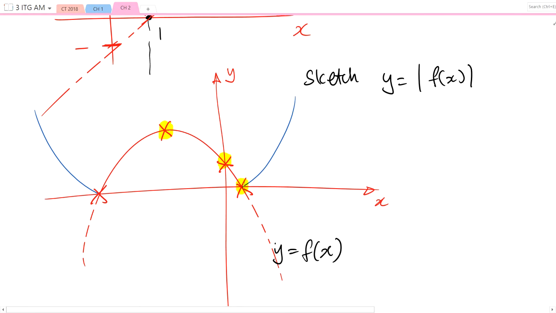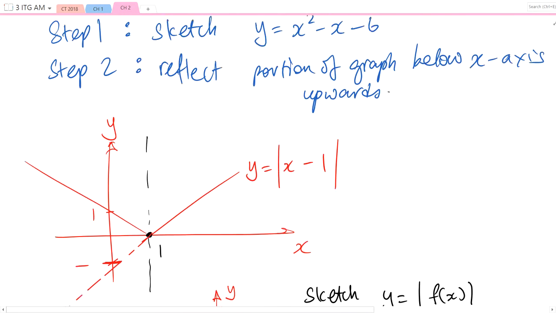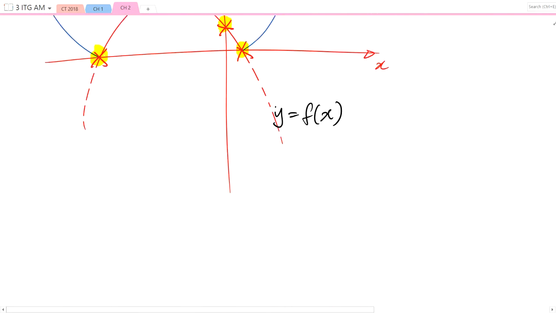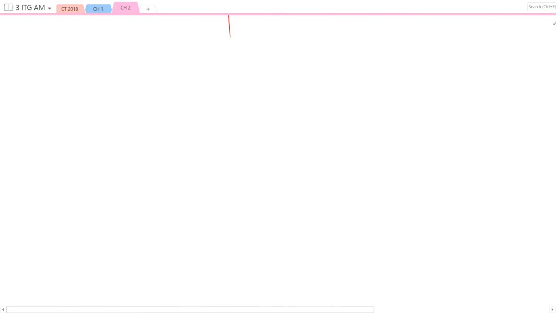Whenever you sketch graphs, you must always show these 4: x and y intercepts, turning points. Okay, so in this case, there happen to be 4 of them. Questions? So back to question 4b. Sketch y equals modulus of x squared minus x minus 6.